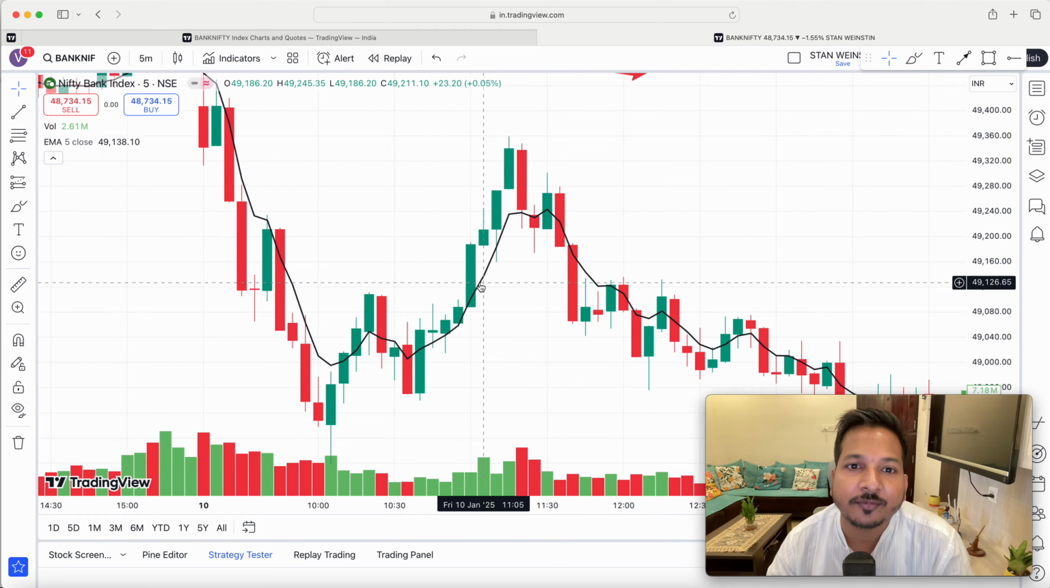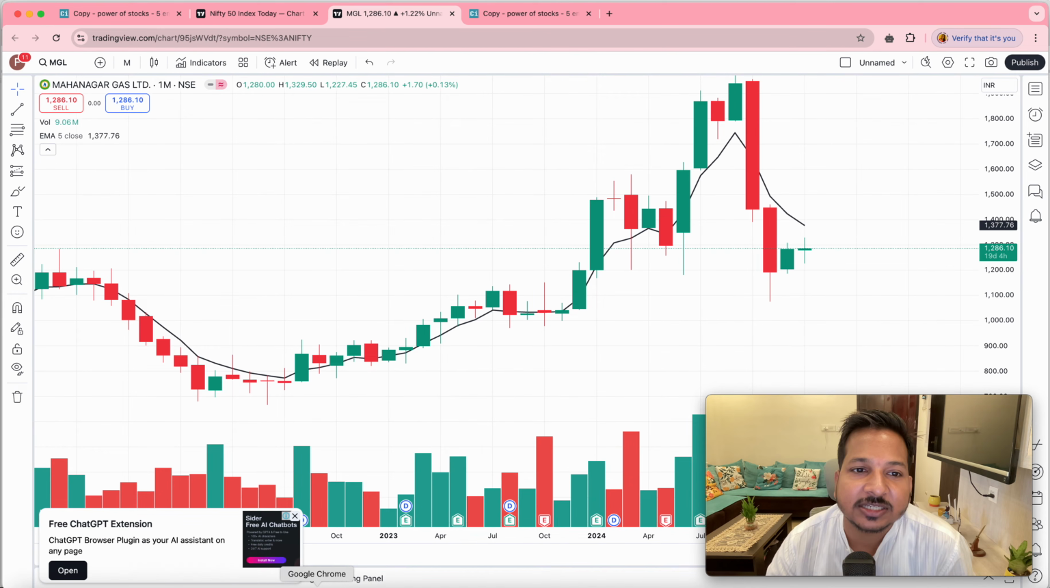and for cash you have to use it in liquid stocks of Nifty 50 like TCS, Reliance, Tata Motors, HDFC Bank, this type of stocks which move and which follow the chart pattern nicely. For swing trading you have to make your chart a monthly chart. Suppose for example I am taking Mahanagar Gas Limited, and this is the monthly chart. Monthly chart, not weekly, not daily, monthly chart.